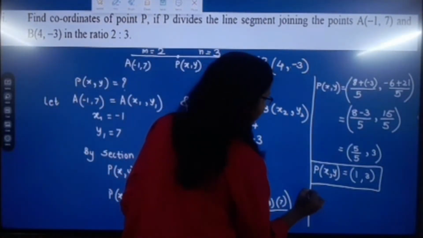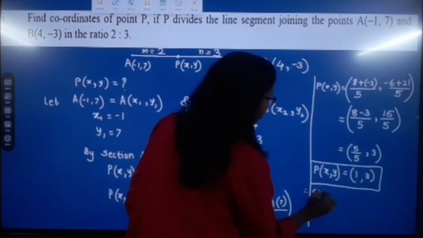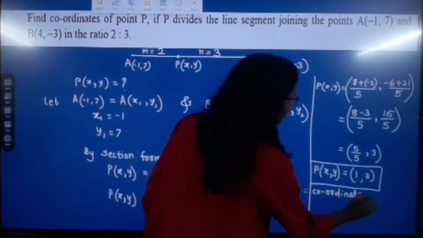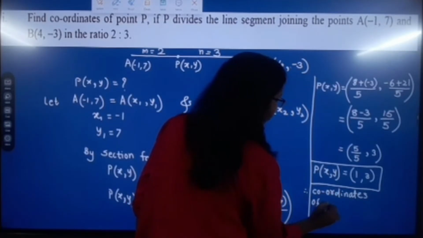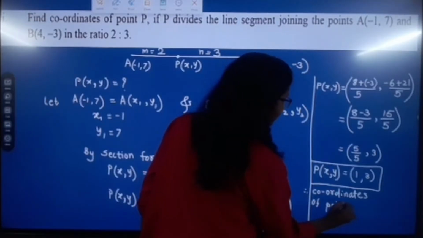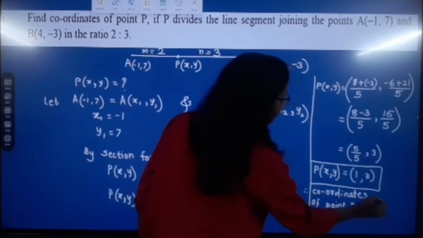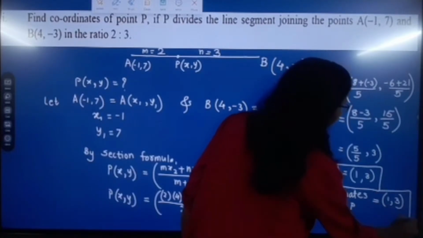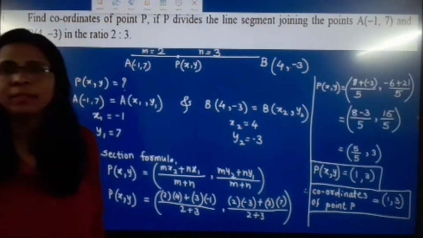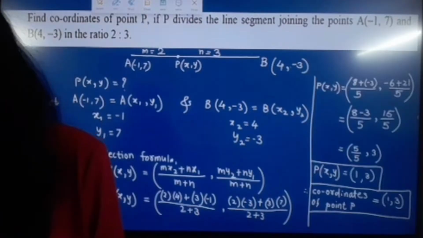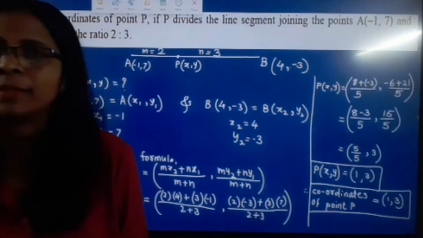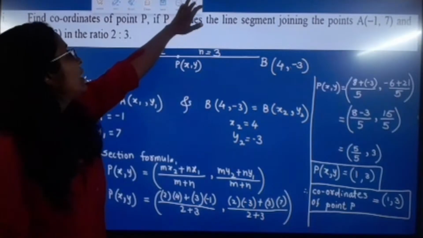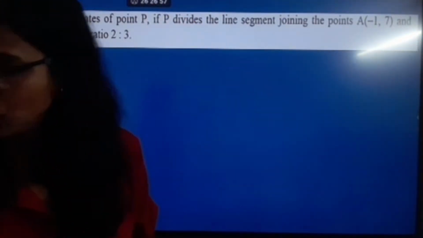So here we write down the final answer. Therefore, the coordinates of point P are (1, 3). This is our final answer. Okay, students, this is our final answer. So now let us solve the next example, see, students.